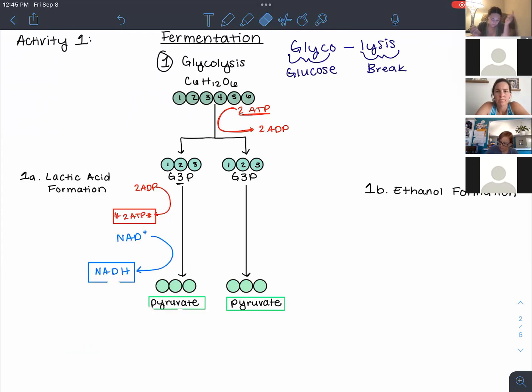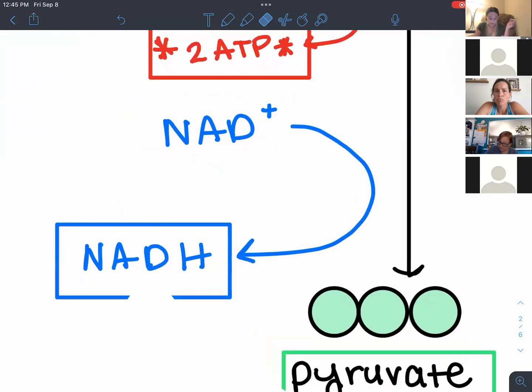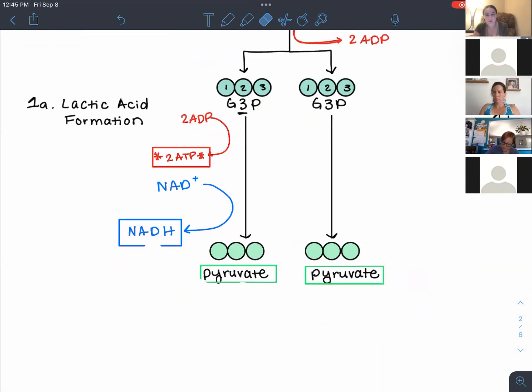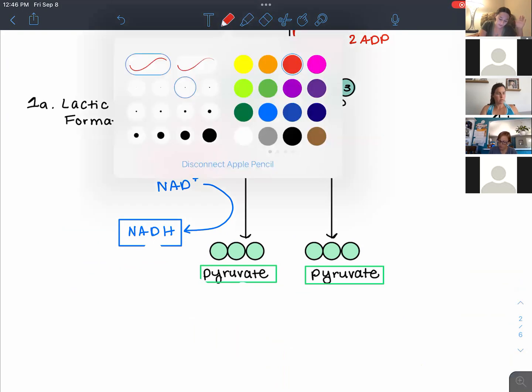So just focus on the NAD plus right now. We had NAD plus, which just exists in the cell cytoplasm. From this process of turning G3P into pyruvate, we get NADH. So we have taken an electron from G3P and given it to NADH. NADH is what's called our high energy electron carrier.